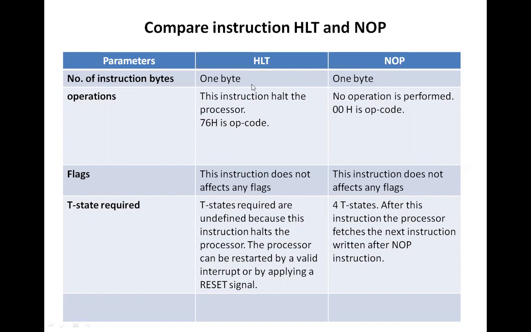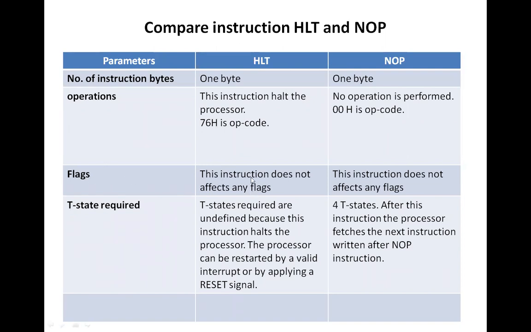Both the instructions are single byte instructions, 1 byte. The HLT instruction is going to halt the processor, and no further execution is possible after writing HLT. But in case of no operation, 00 is its opcode. Whenever no operation is performed, the microprocessor is going to stop for 40 states only. It consumes 40 states, and after 40 states, it starts execution of the next instruction, which is written just after the NOP instruction.